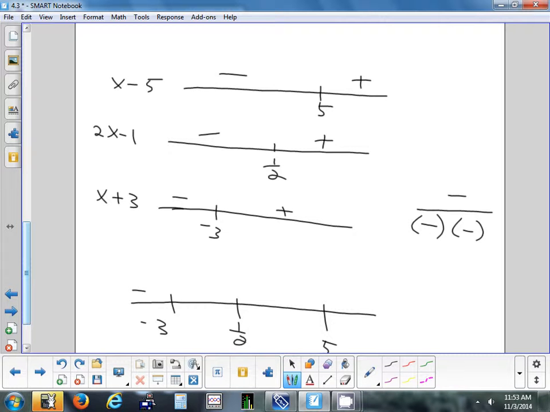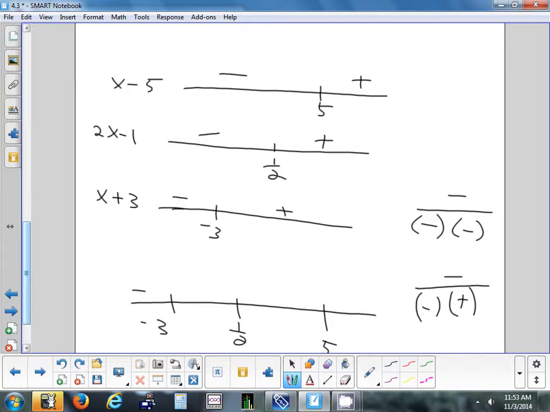It's a negative divided by a positive. Usually the signs alternate. Let's just check one more section, see if we get a positive between negative 3 and 1/2. All right, so between negative 3 and 1/2, that's a negative. Between negative 3 and 1/2, that's still negative. And between negative 3 and 1/2, that's a positive.